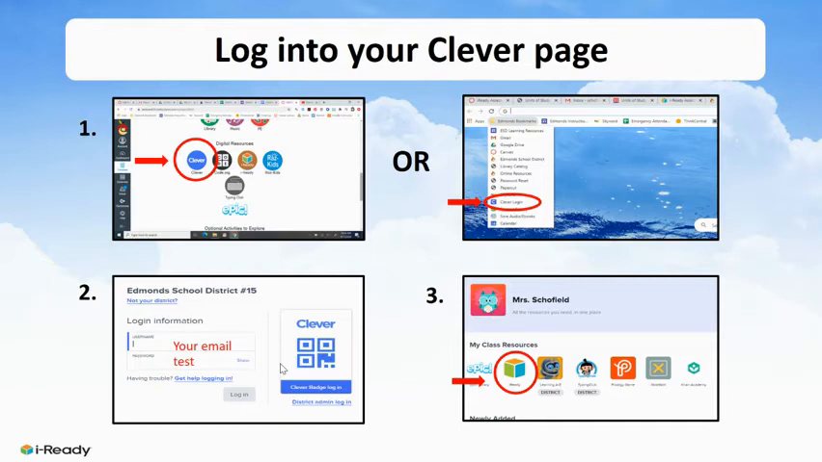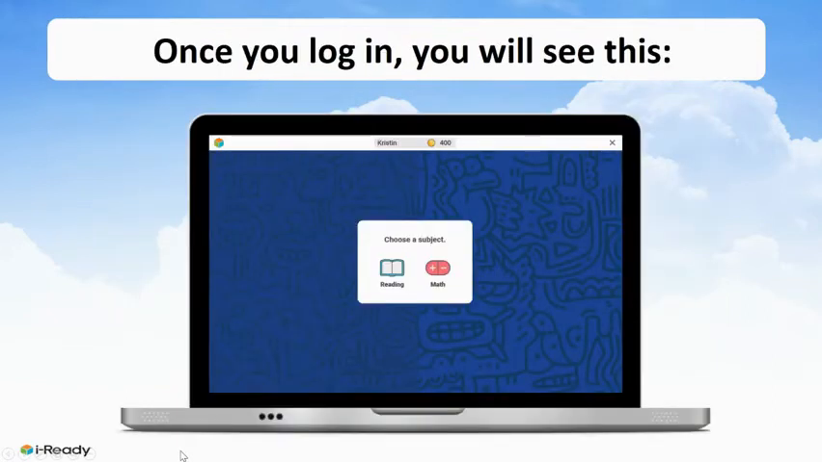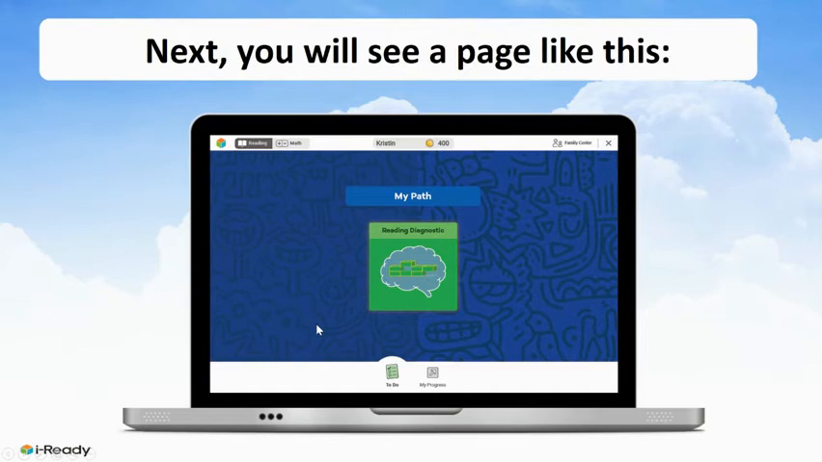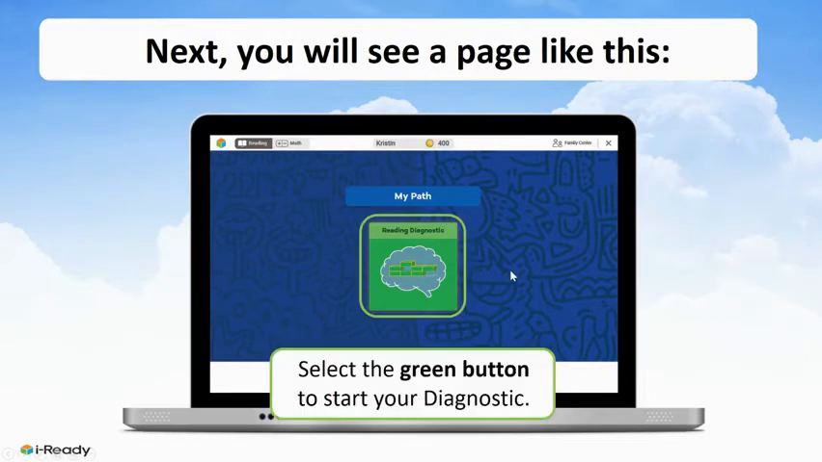Once you have logged into Clever, you will see there is a Mrs. Schofield owl at the top of the page. If you click on that, it will open class resources. And there you can see the iReady icon is a cube with green on one side, blue on the other, and orange on the top. So that is how you get to iReady. Once you log in, you're going to see a screen that might offer you reading or math, and of course you're going to click on math. Then it's going to say My Path, and there's going to be a green box with Math Diagnostic written on it, and you're going to click that green box.